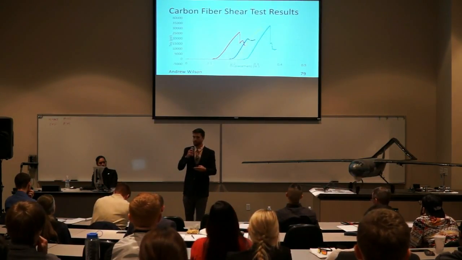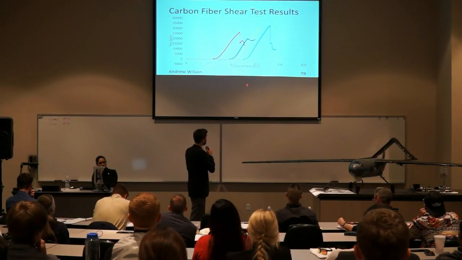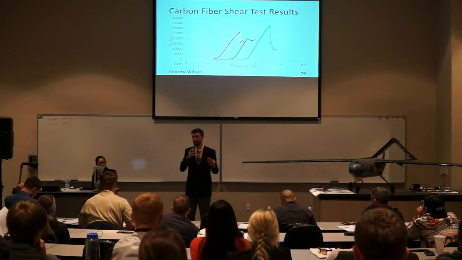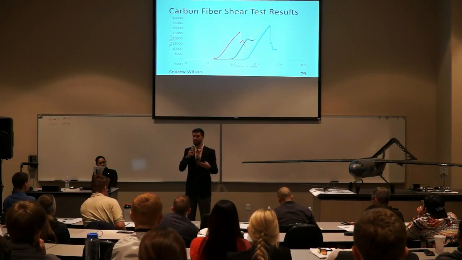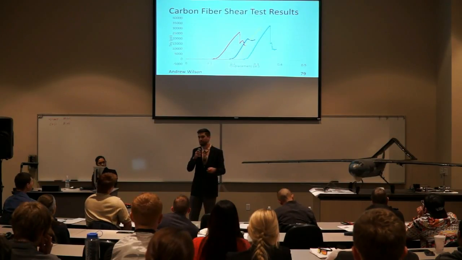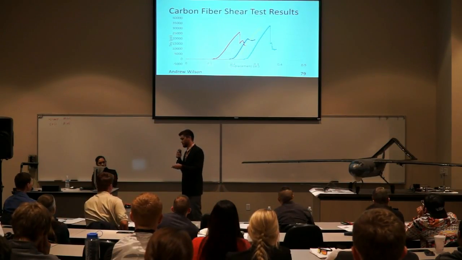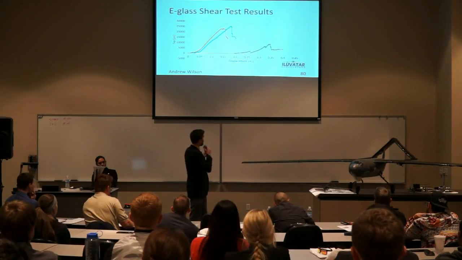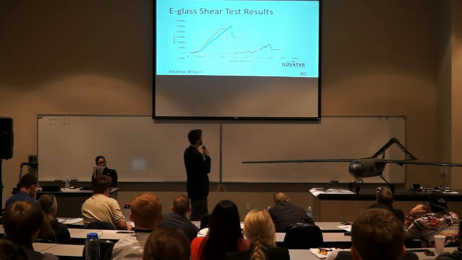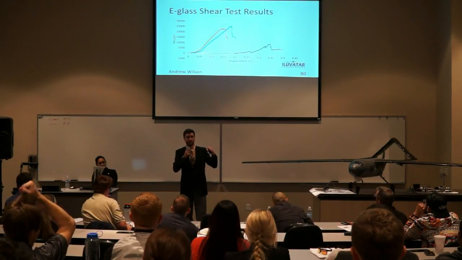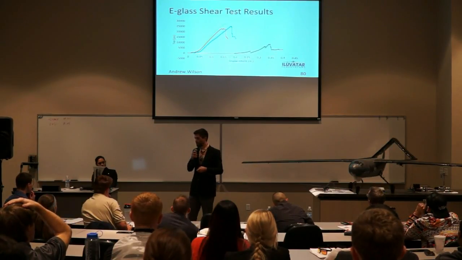The carbon fiber shear test results actually vary a little bit between specimens, and this could be because multiple people were included in the manufacturing process of this, so each person has a different method of manufacturing, and that could determine the variance in the results. These are the E-glass shear test results. This is actually one of the specimens that failed in bearing, as you can tell by the peaks and valleys. So it would tear through, gain some strength, and then tear through again.